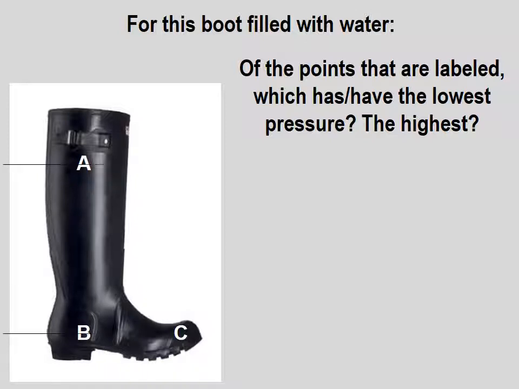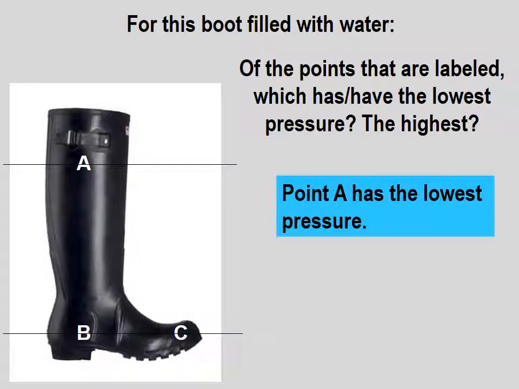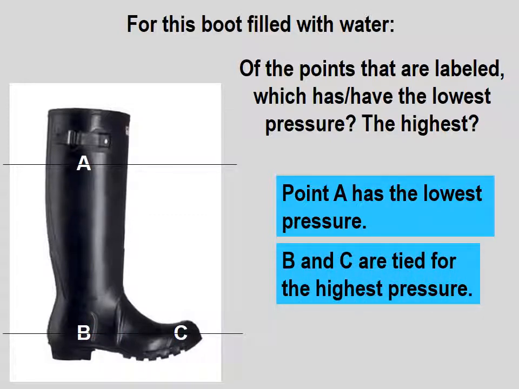Well, clearly, point A is going to have the lowest pressure, because the depth above the surface is only that far. And pressure depends on depth. What about points B and C? Point B will obviously have a higher pressure than point A, and point C is at the same depth as point B. The fact that it's in the toe instead of back here at the heel makes absolutely no difference. The depth of B and C is the same, therefore B and C are tied for the highest pressure.